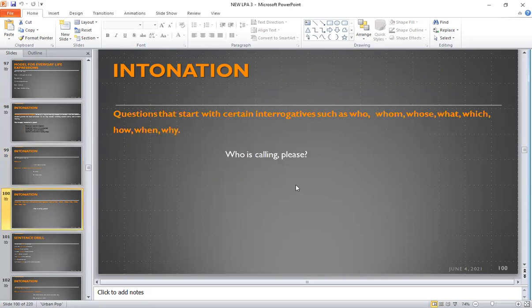Of course, for questions, we know how it is. It should be going up. So if it's a question or interrogative, for example, who is calling, please? Right? We already know how to use this because it's been taught to us during our school days. So we should be able to know how to put emotion if it's an interrogative. Okay.